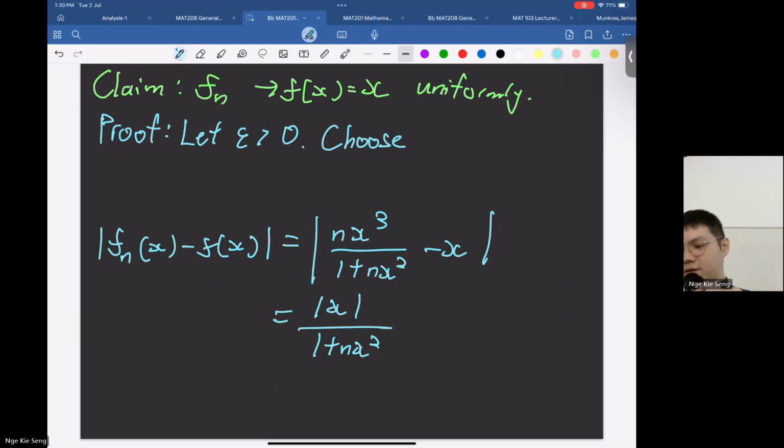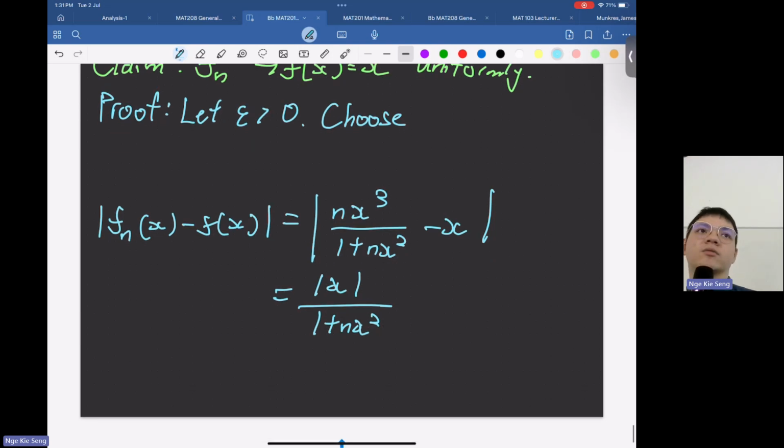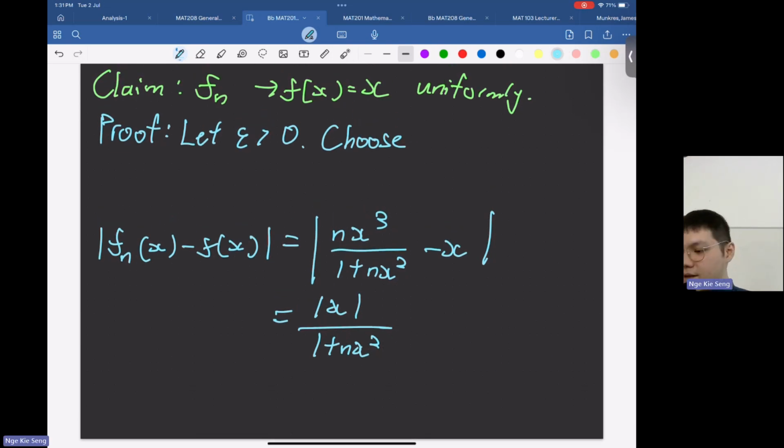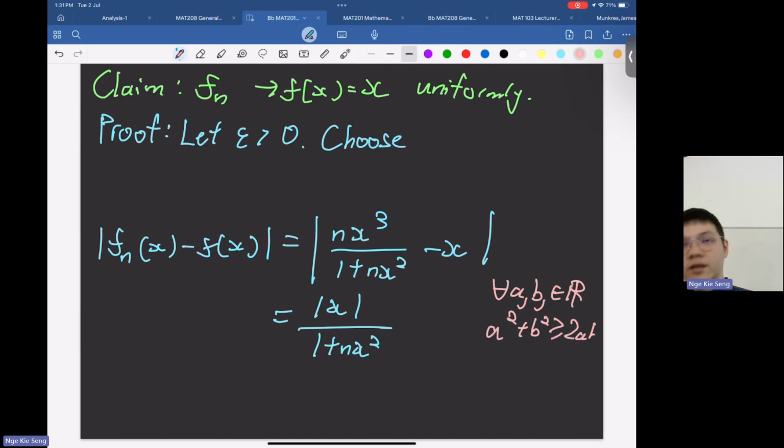Okay, but how to bound this term? You see the n is inside there, correct or not? I want to make this less than epsilon. The n is inside there. How to extract it out? So the claim here is I will use the fact that for all real numbers in R, a squared plus b squared is greater or equal to 2ab.